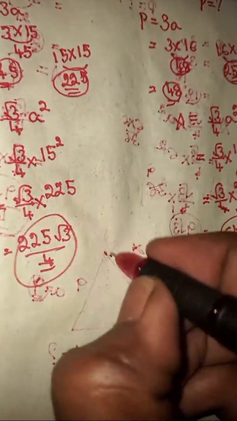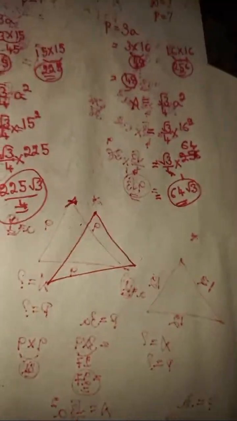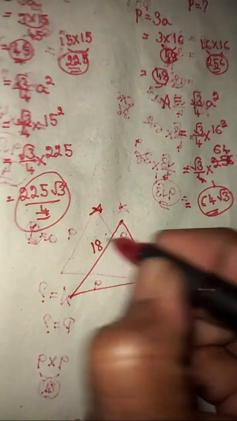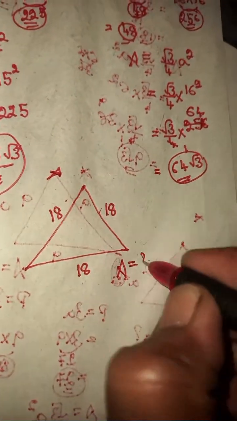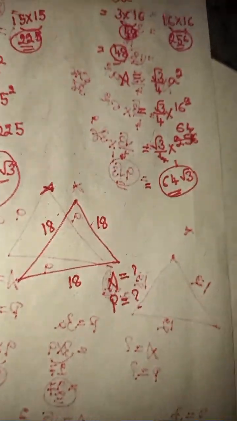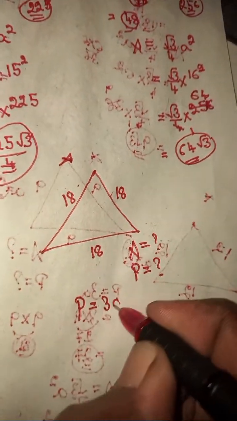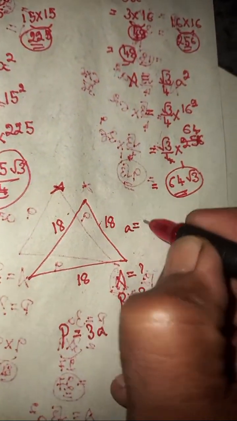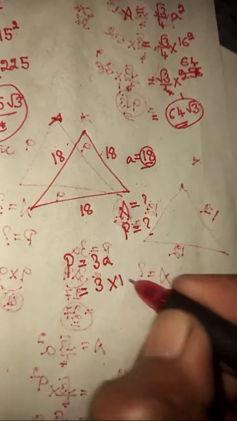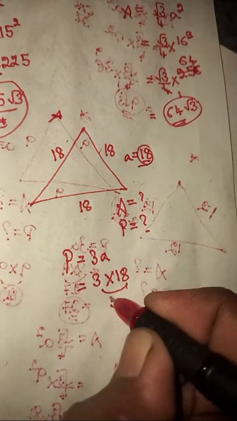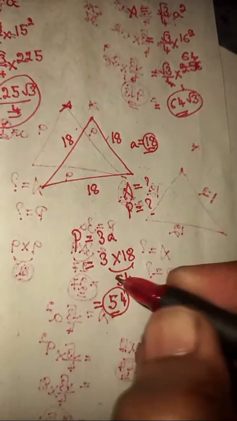Let's take one more triangle. In this triangle, all sides are 18 units. All sides are 18 units, so find the area and the perimeter. Here the perimeter is 3 times a, that is a is 18 units, and 3 times a means 3 times 18 units. 3 times 18 is 54, so the perimeter is 54 units.